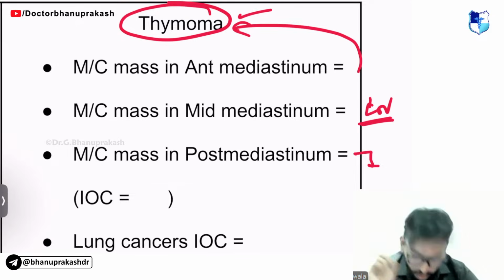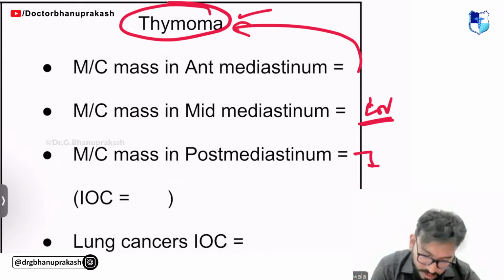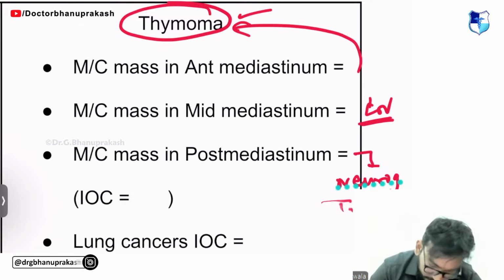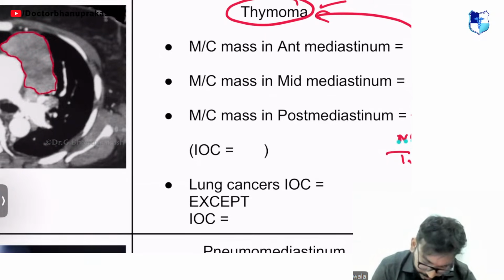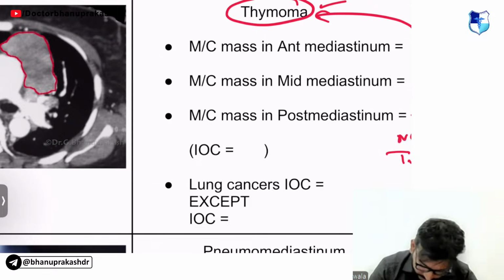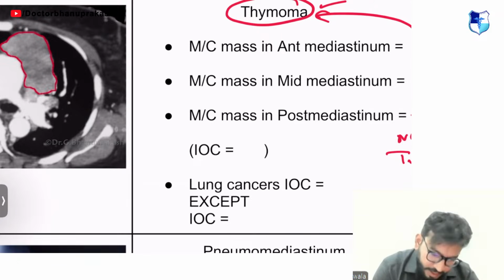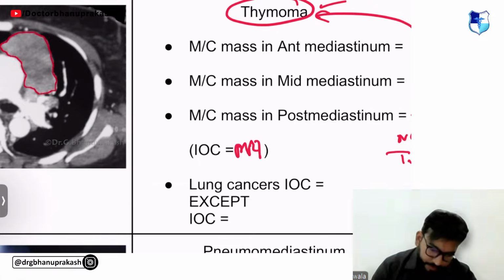The investigation of choice for neurogenic tumors. Guys, come on. What is the investigation of choice for neurogenic tumors? Come on, guys, you know it. Answer rapidly, guys. It is an MRI. We already studied this, guys. It is an MRI.